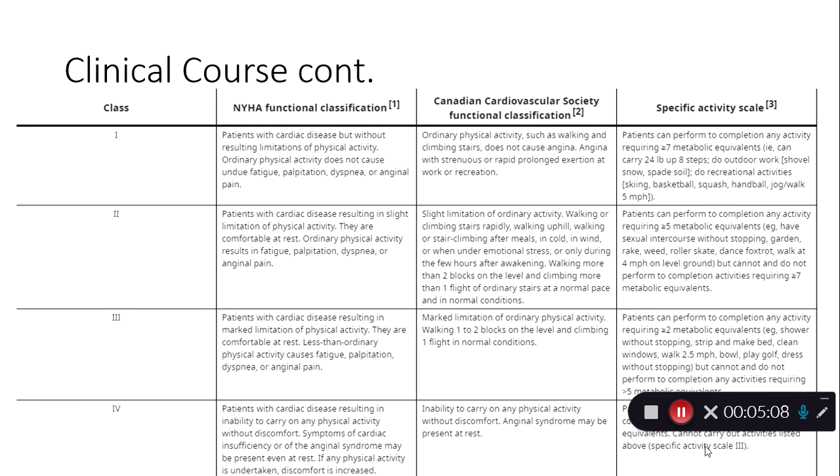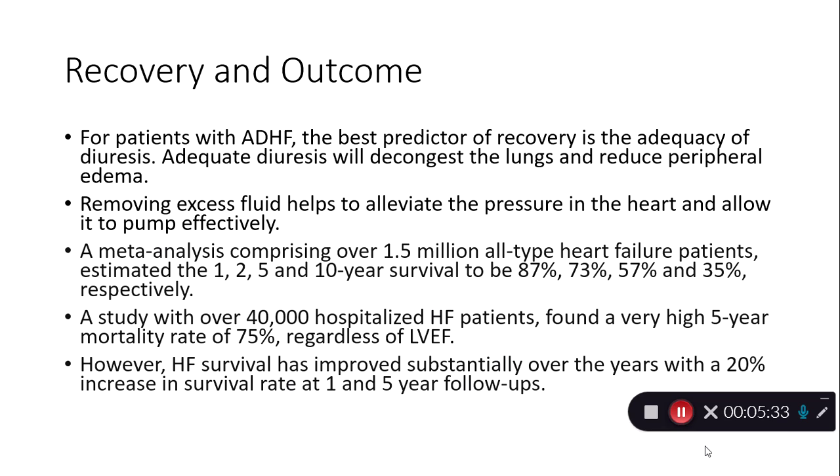This table is a representation of the NYHA functional class assessment. It begins with class 1, so these are patients who have cardiac disease but really don't have any physical limitations. And it goes all the way to class 4, which are patients with cardiac disease who have severe physical activity limitations or even an inability to do anything or symptoms at rest.